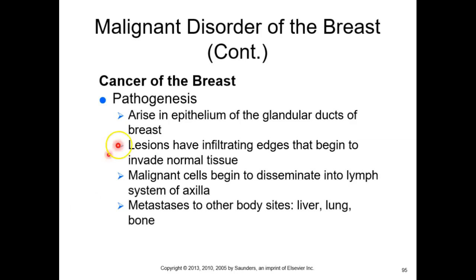Okay. Again, cancer of the breast coming from either the epithelium of the glandular ducts or from the glands themselves. Glands or ducts.